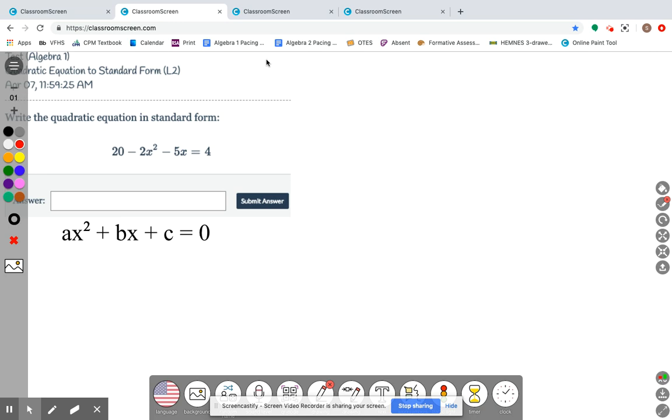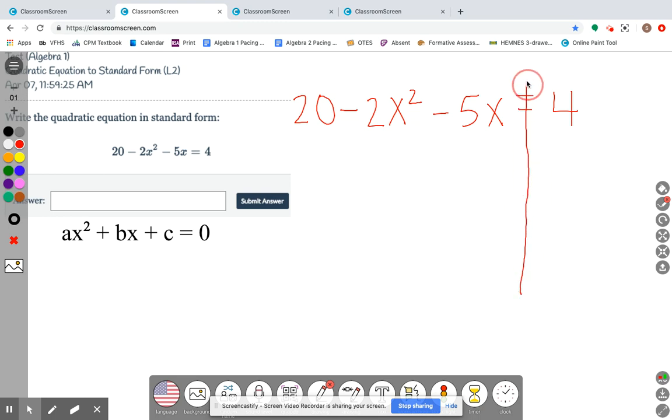So for this first example, we're asked to write the quadratic equation in standard form. So I'm going to go ahead and write down what we're starting with. Not like that, I'm going to write it again. 20 minus 2x squared minus 5x equals 4. Remember, we have two things that we need to keep in mind. That it is in descending exponent order and that it's set equal to 0.